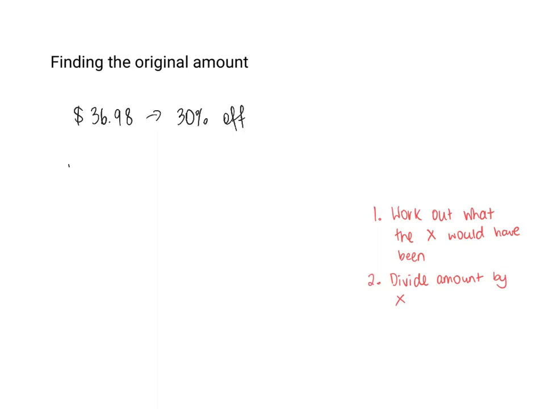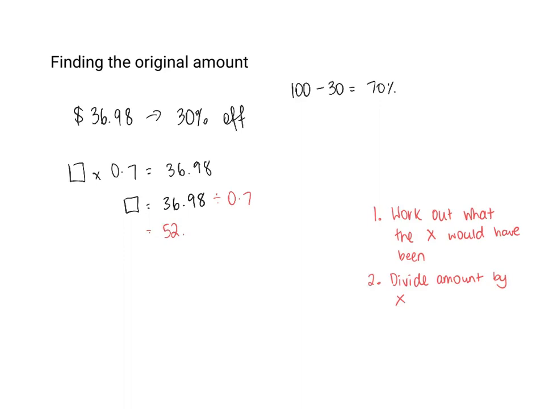So again, I'm thinking, okay, I had this shirt. Now 30% off is the same as 100 take 30, which would be 70%. So I actually paid 70% of the value of the shirt. So I would have multiplied it by 0.7, and that would have got me the $36.98. So to work backwards, I will need to do $36.98 divided by 0.7. Now, if I do that, I get the $52.83.